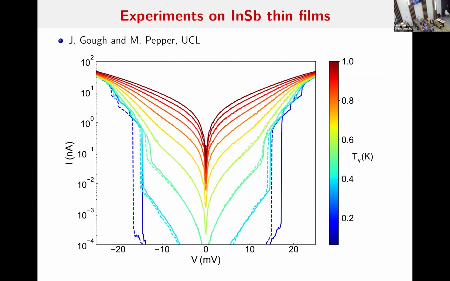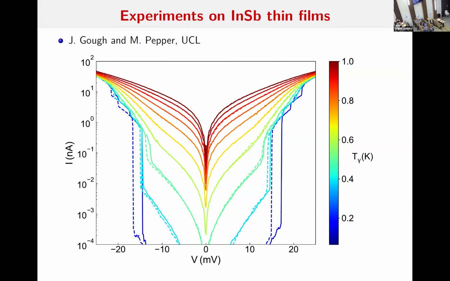So here I start with the second set of experiments, by Johnny at UCL. Okay, so you see this is the same VI on a logarithmic scale and jumps over 4 orders of magnitude. So you would think that it is really the same. But if you go into the details, you see that this cannot be explained at all by the hot electron model, not even including some extra elements as we did before.